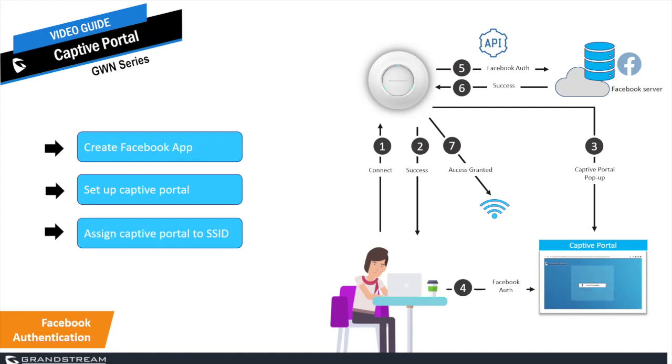So once this is all set up correctly, users will be prompted with a captive portal page to enter their Facebook login credentials when they try to log into your wireless network. And in this scenario, GWN access point will use the Facebook API to validate the entered credentials. So now let's log into the web interface of the GWN to demonstrate how to configure a captive portal with Facebook authentication.